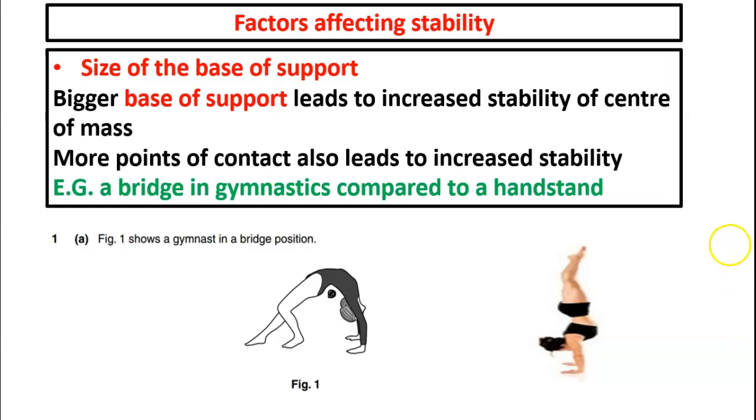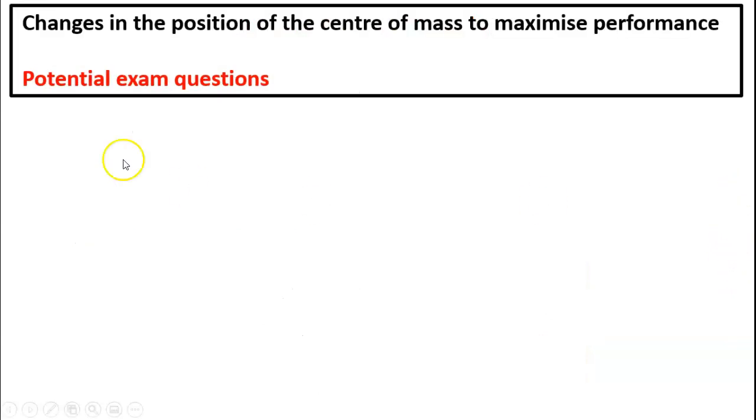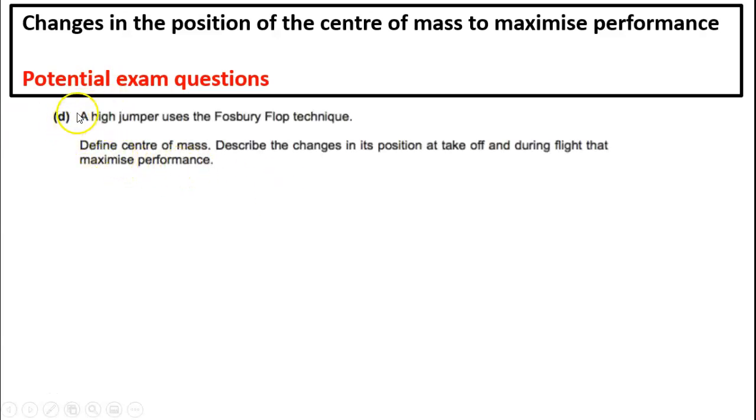So if we move on from here then, the next thing we've got to have a look at is the changes in the position of centre of mass to maximise performance. We've looked at factors that affect stability linked to the centre of mass. Now, some sporting examples or some sporting techniques really require a change in our position of centre of mass in order to maximise performance. Just to give you a couple of examples of exam questions you could get in this area, here they are. A high jumper uses the Fosbury flop technique.